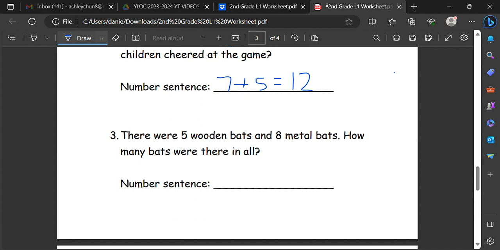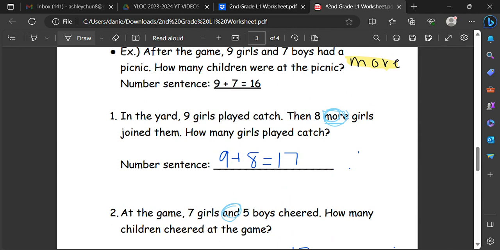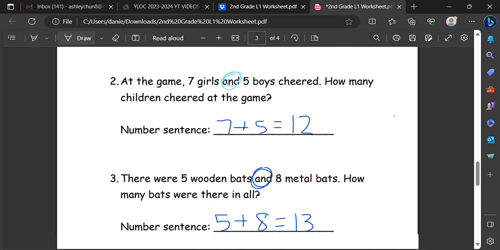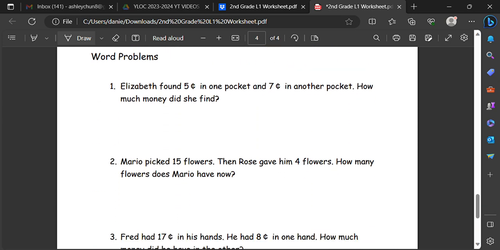Anyways, last question for this page. There were 5 wooden bats and 8 metal bats. How many bats were there in all? So 5 wooden bats and, or plus, 8 metal bats. So you add these two up, and 5 plus 8 is 13. Okay. So these ones were very, very simple. Like I said again, you should always look for the words "and" and "more" when you are looking at addition word problems.